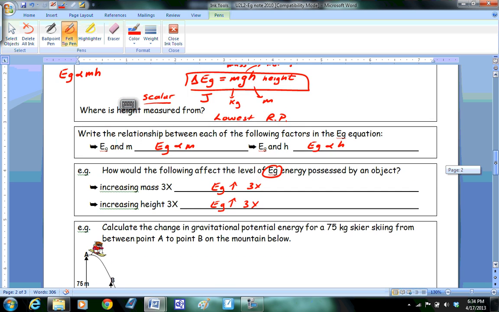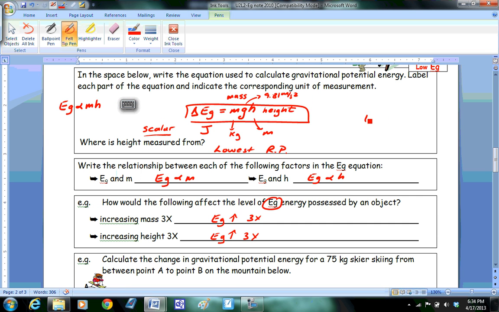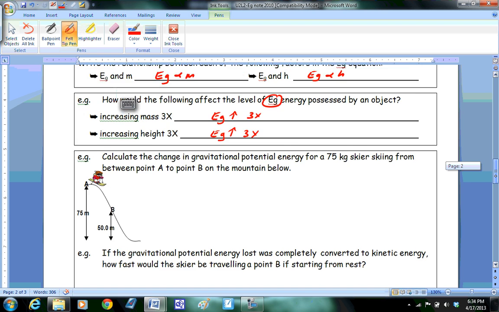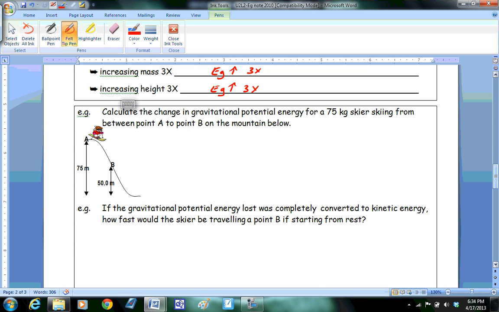So again, the big thing here is that we have our equation: EG equals mgh. And this is going to give us the change in gravitational potential energy. All right, now that we've gone through that, let's look at an example. I want to know the change in gravitational potential energy for a 75 kilogram skier skiing from point A to point B.